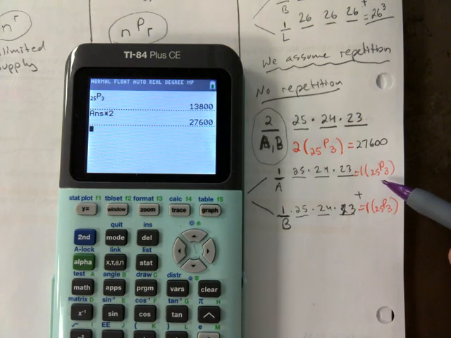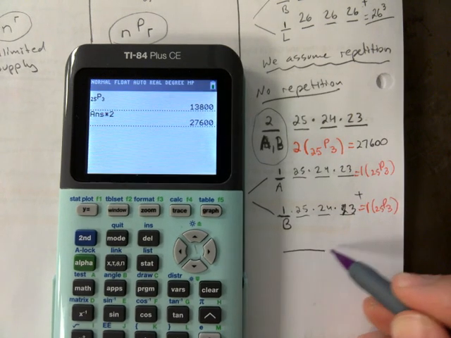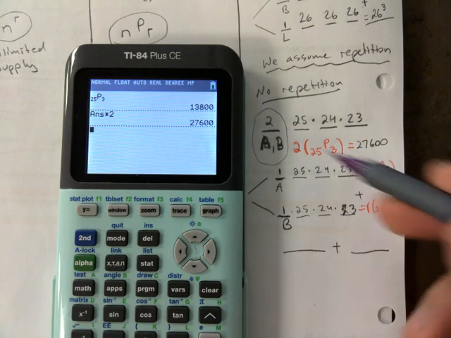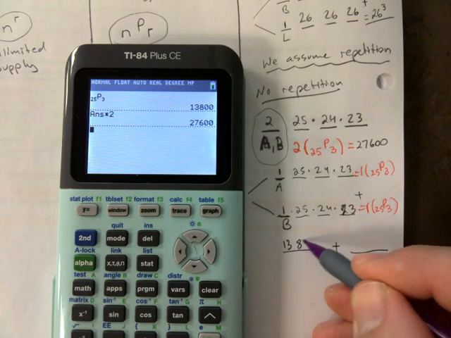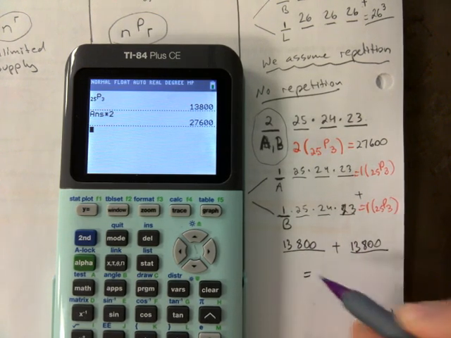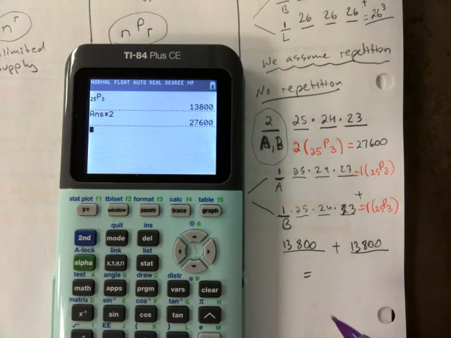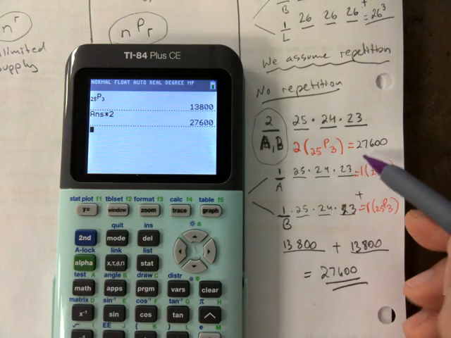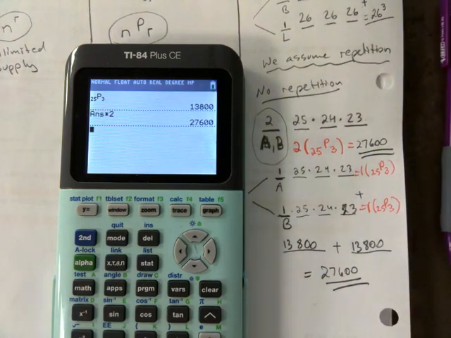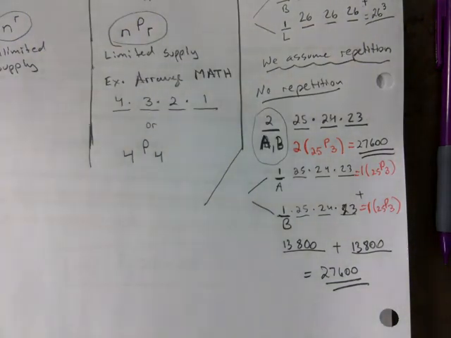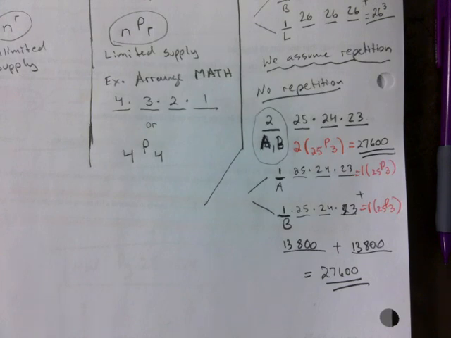The one next door here, that's going to get messy. I'm just going to add them up like this. But we know that 25 pick 3 times 1 is just 13,800. And you add up another 13,800, you get the same 27,600. So regardless of how you approach something, chances are if you're doing it right, if you're not making a mistake along the way, you get the same answer as me.